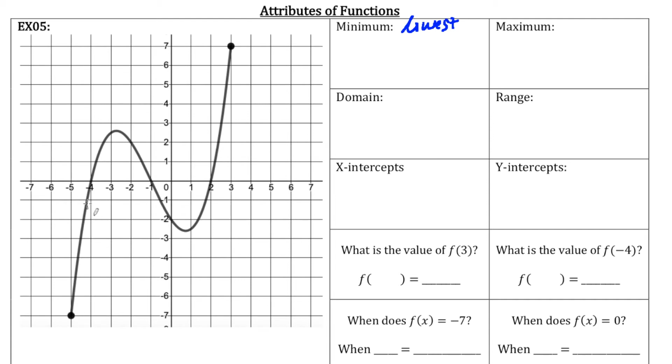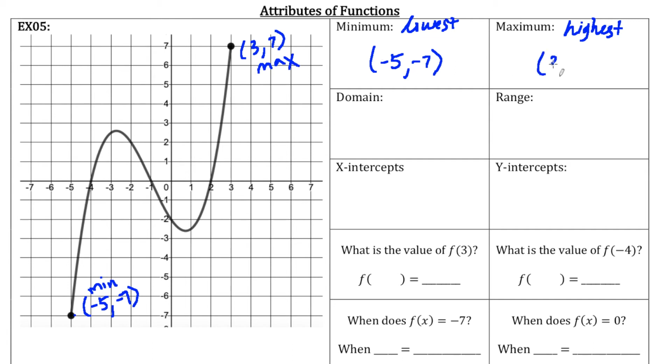This is the lowest it goes, which is -5, -7. This is the minimum. So -5, -7. Now the maximum is the highest y, the highest point. So right here is 3, 7. This is our maximum. That's the highest it goes. 3, 7.